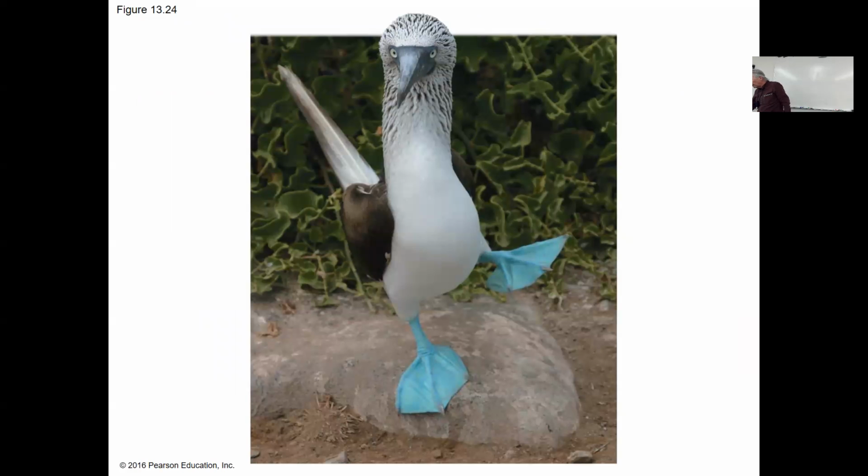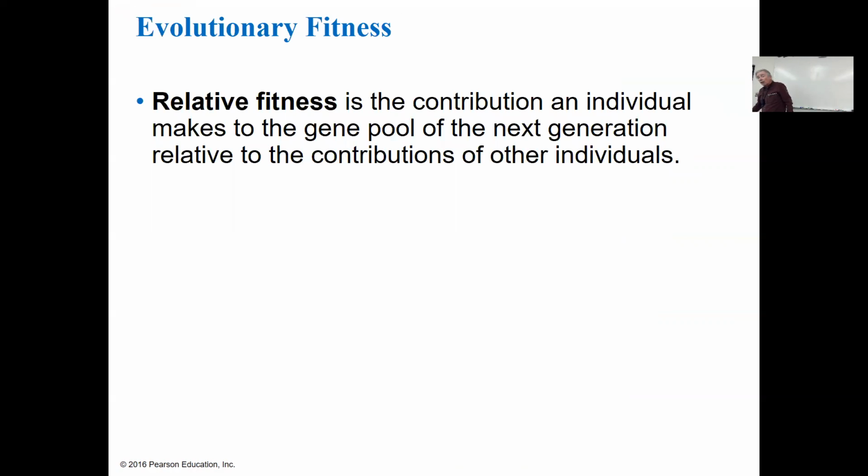So there's the blue-footed boobies. There's also a different species of boobies called red-footed boobies that have red feet. Okay, relative fitness. Relative fitness is the contribution that an individual makes to the gene pool of the next generation, relative to contributions of other individuals. So survival of the fittest means the organisms that leave the most offspring have the highest fitness, because they affect the gene pool of the next generation more than other individuals that have fewer offspring.